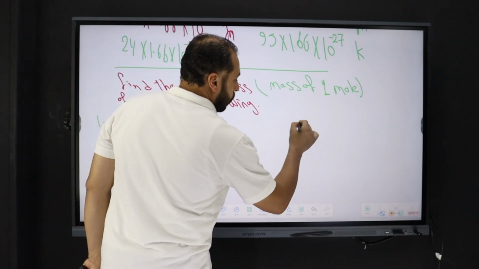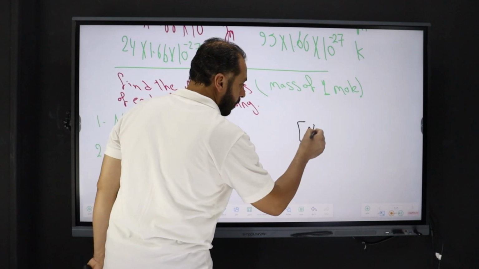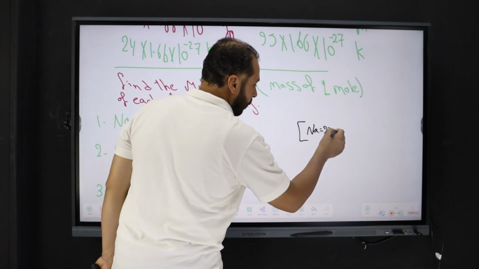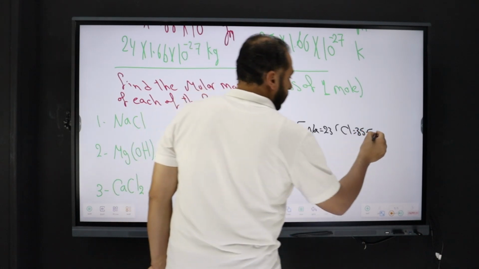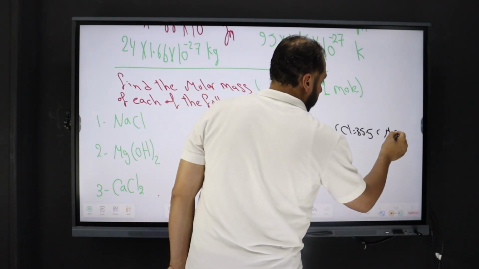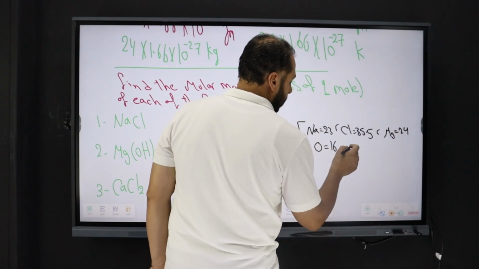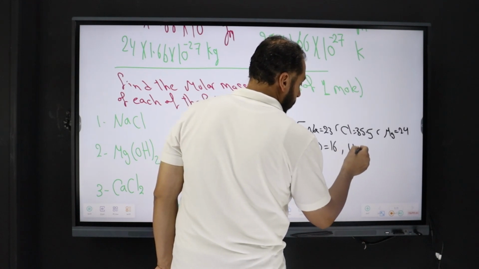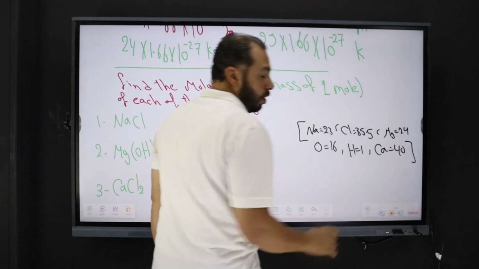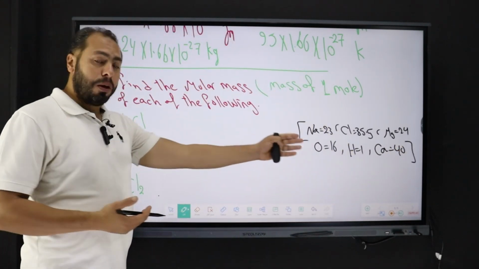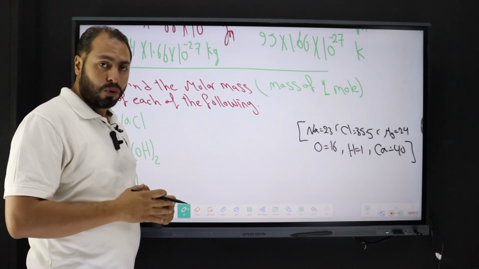For NaCl, we will get the weights of each one of them. Na equals 23, Cl equals 35.5, Mg equals 24, O equals 16, H equals 1, Ca equals 40. You will not memorize these numbers. They will give them to you in the exam, inshallah.